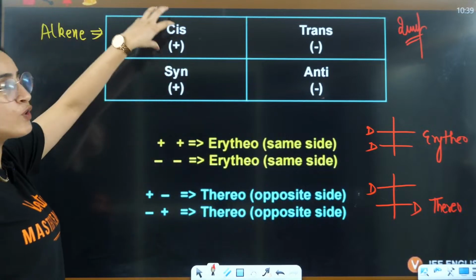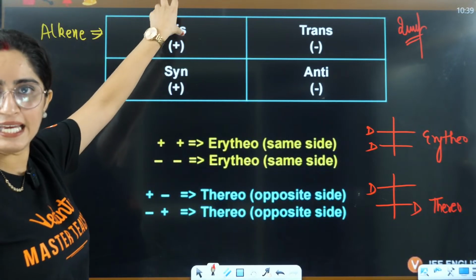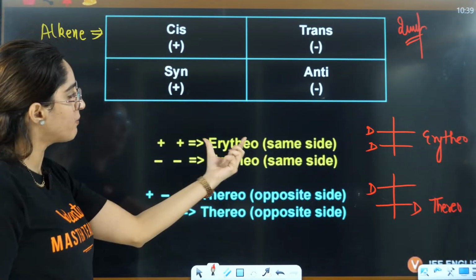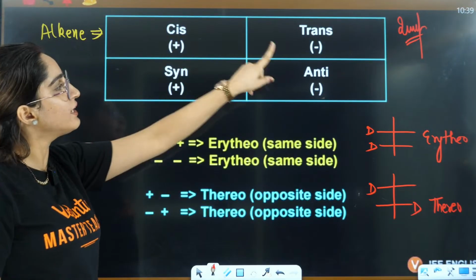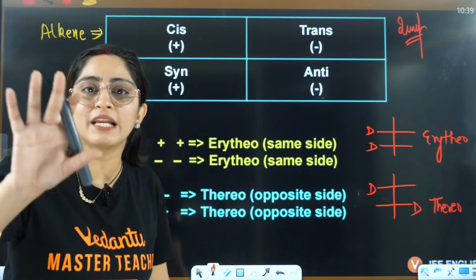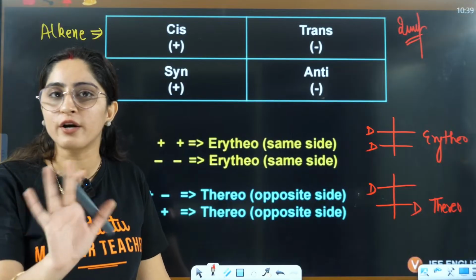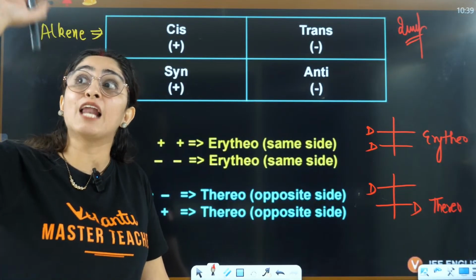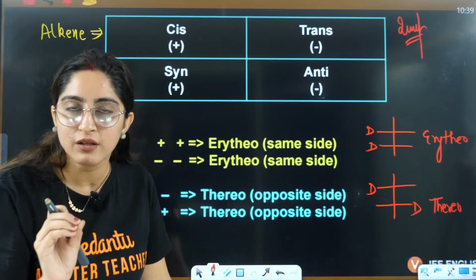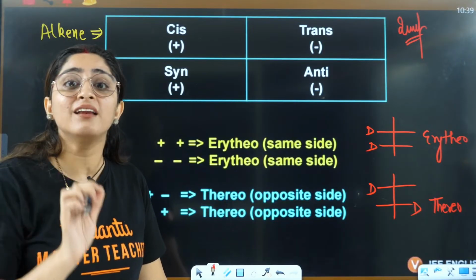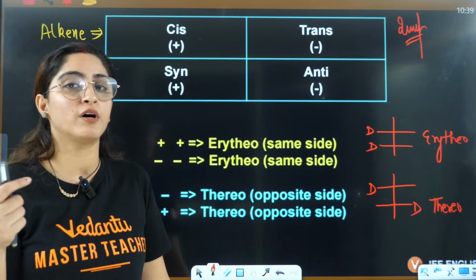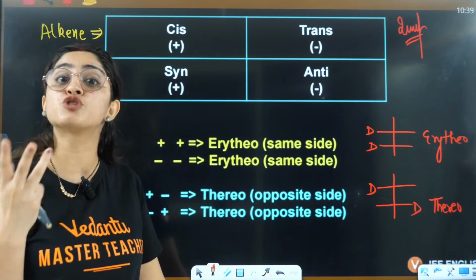Now, if you have cis alkene and syn addition is there, it will form plus and plus, which will form erythro. If you have cis and anti addition is there, now, in hydrogenation reaction, anti addition does not happen. When you add hydrogen, syn addition is there. In halogenation, when we do chemical properties of alkenes, we will study about halogenation.